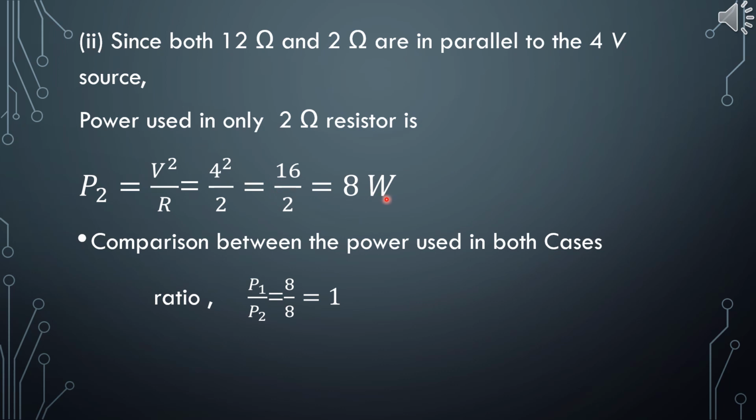In case 1 where P1 value we got 8 watt, and P2 value, that is case 2, we got 8. When you take a ratio, P1 by P2 is equal to 8 by 8, you will get 1.